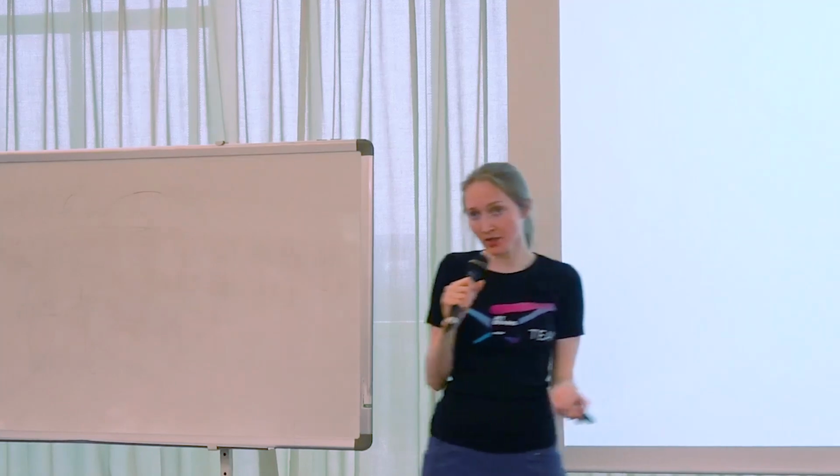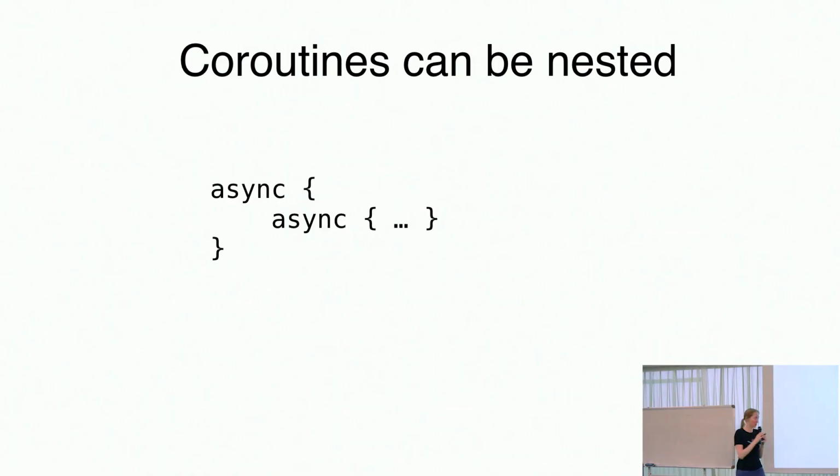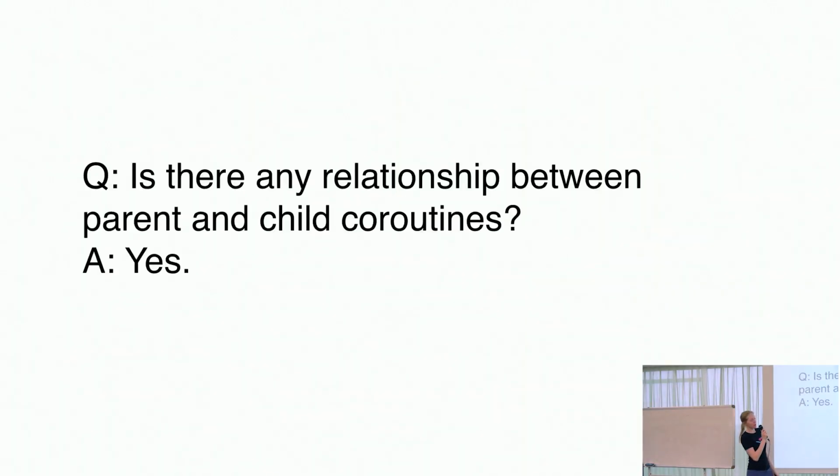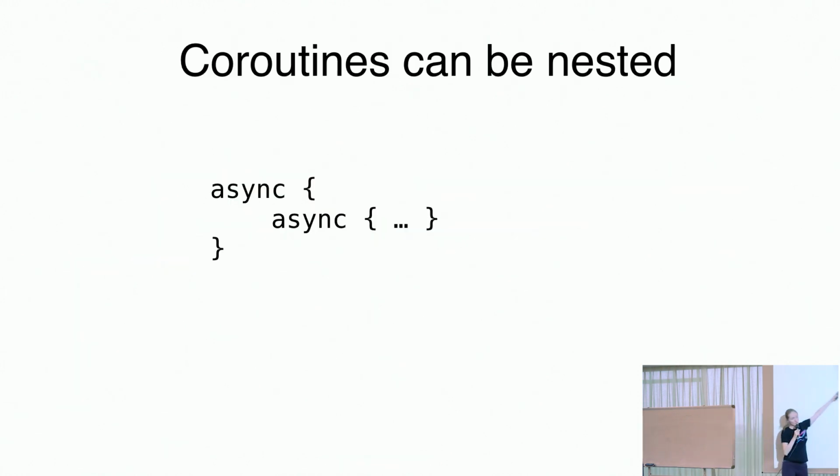Coroutines can be nested. You can create one coroutine inside another. You can start new coroutines from different coroutines. And there is a question. Is there any relationship between parent and child coroutines? So when you nest a coroutine, you have a parent coroutine and a child coroutine. Are they somehow connected or not?